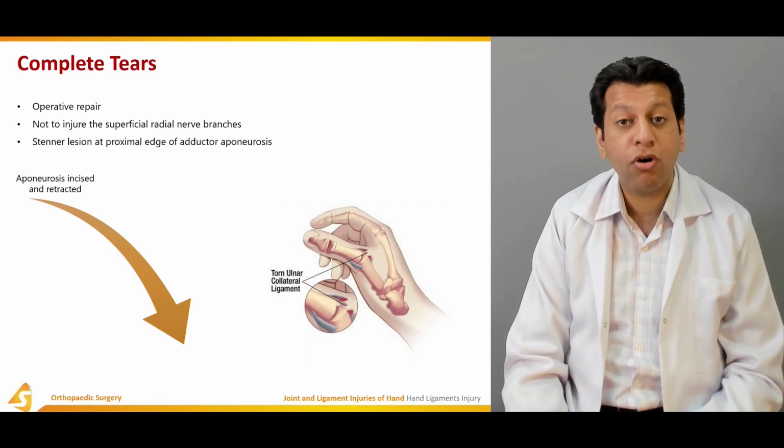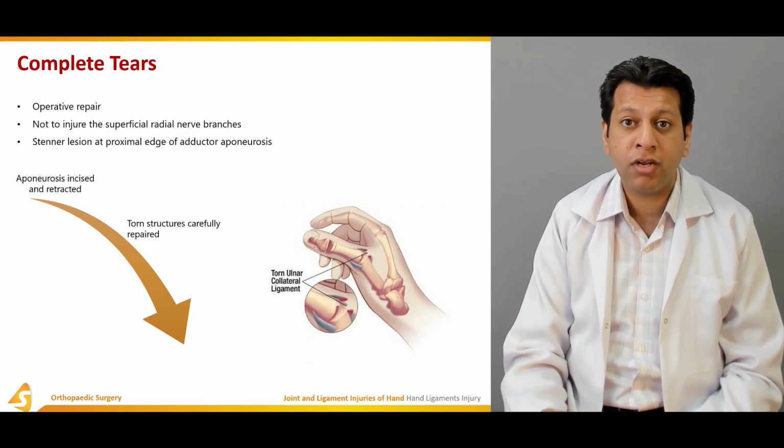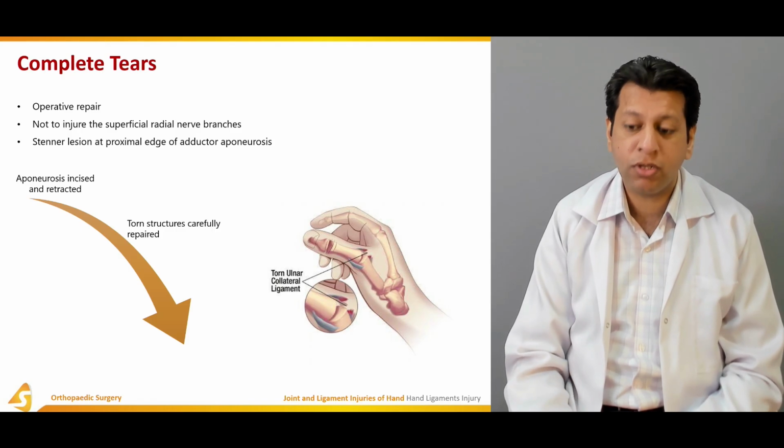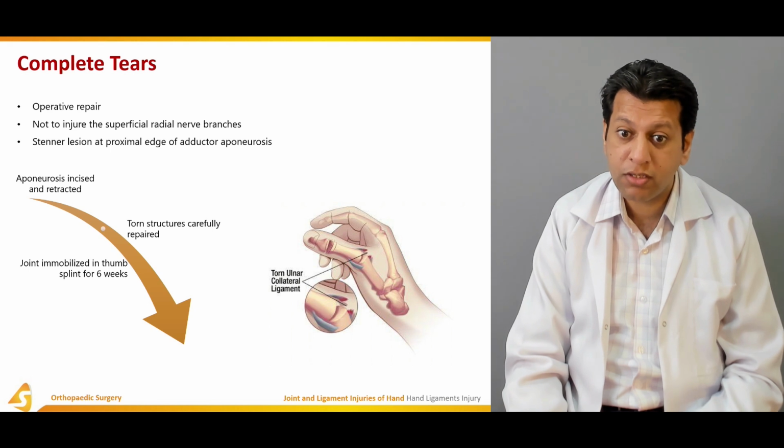How do we repair it? The aponeurosis is incised and retracted. Torn structures are carefully repaired, that is the ulnar collateral ligament, one end is repaired to the other end. And then the joint is immobilized in a thumb splint or thumb spica for at least 6 weeks.